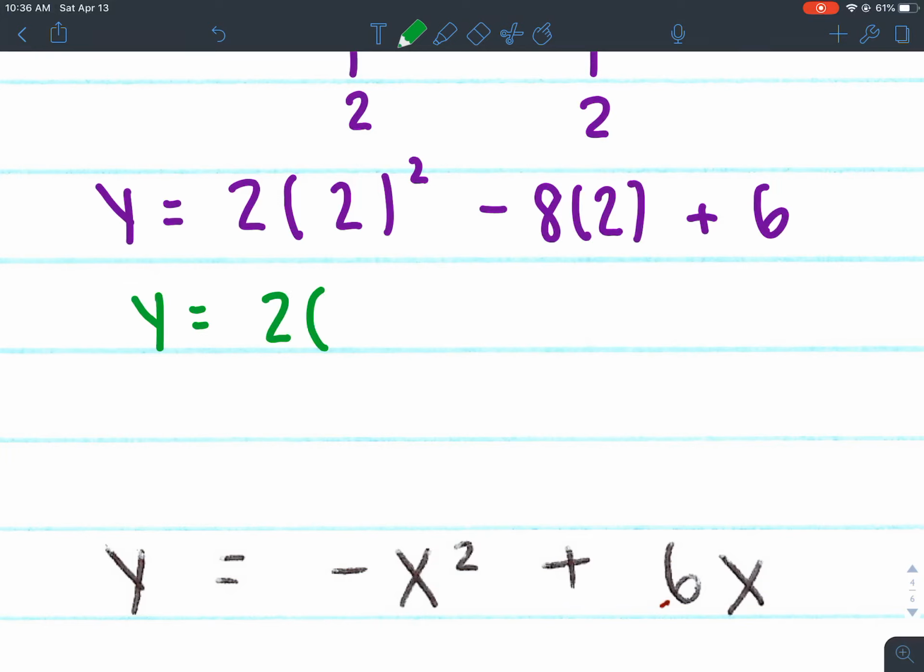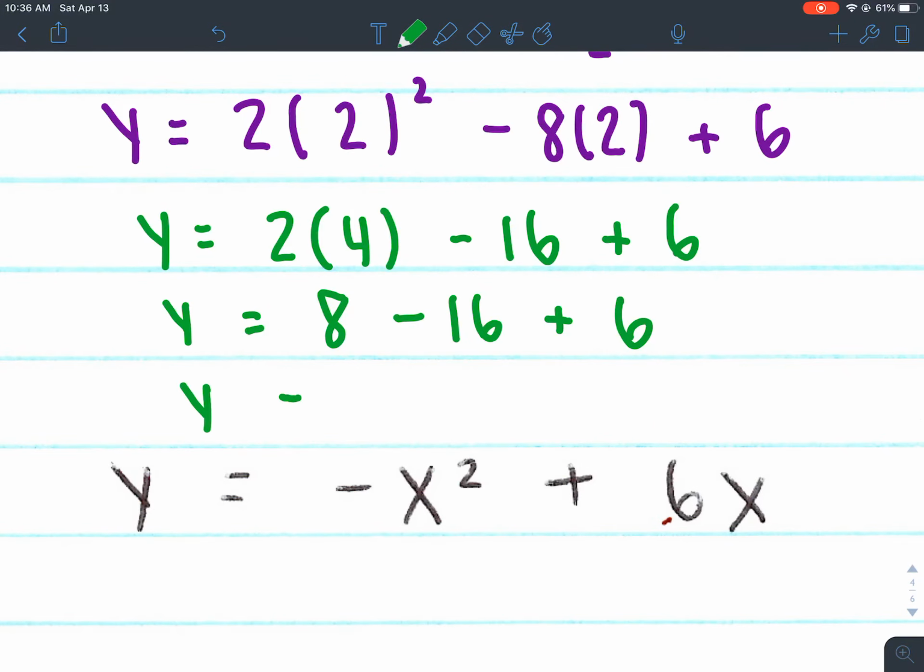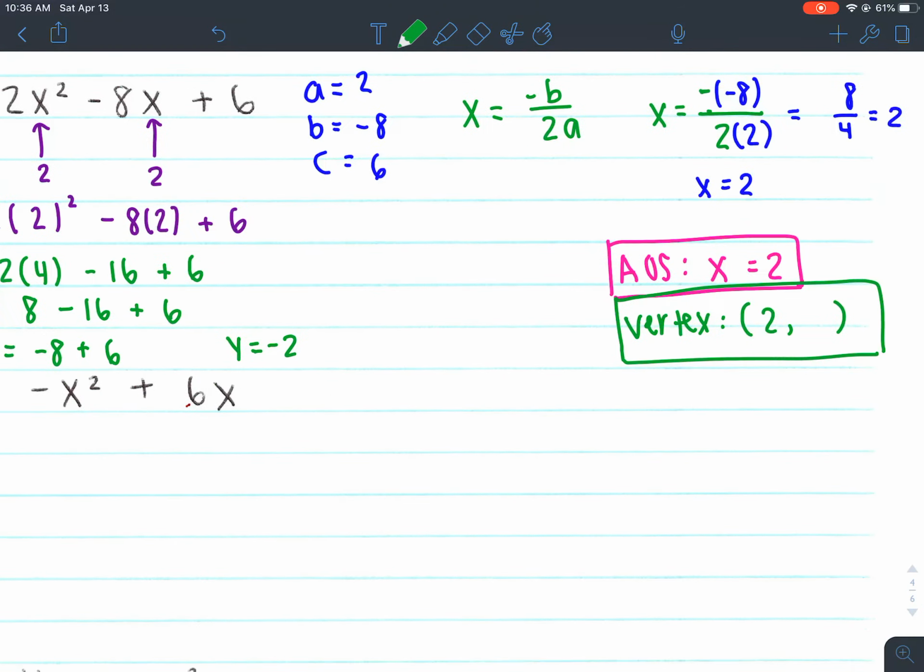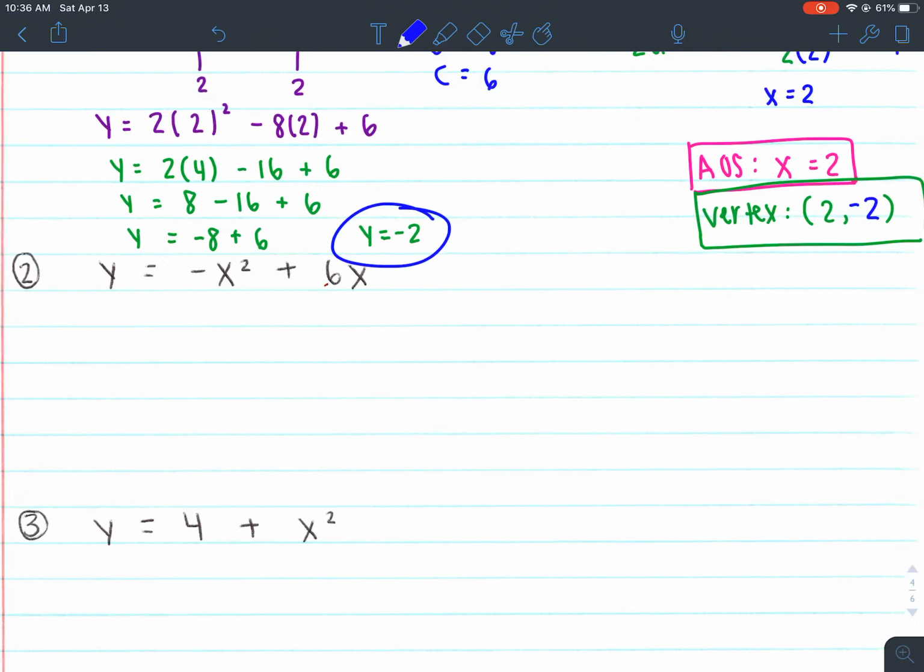So y equals, I know that 2 squared is 4. -8 times 2 is -16 plus 6. Y equals 8 minus 16 plus 6. That's going to be y equals -8 plus 6. So what does y equal? Y equals -2. Okay, so that simplifies to -2. So is that our answer? No. Y equals -2. So that's the number that's going to go over here, -2. We're basically finishing out our vertex. All right, number 2.